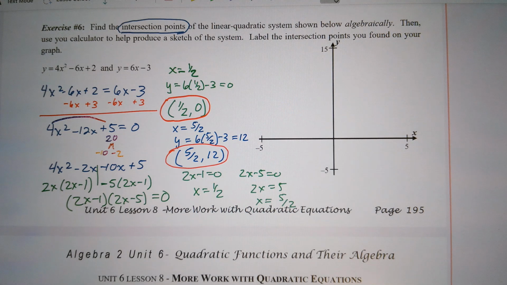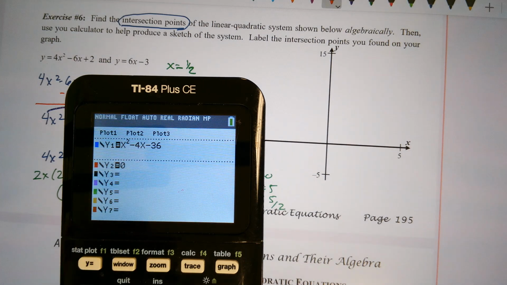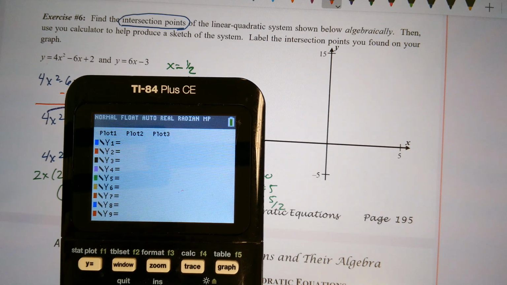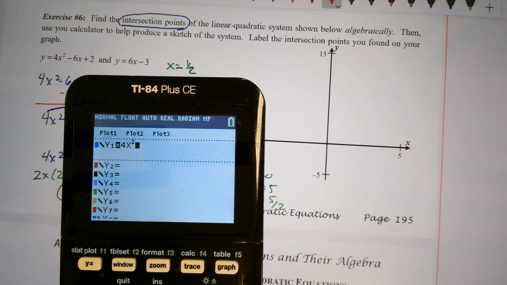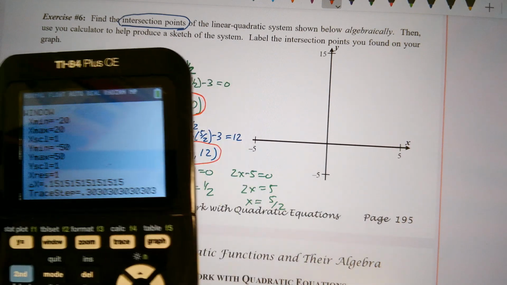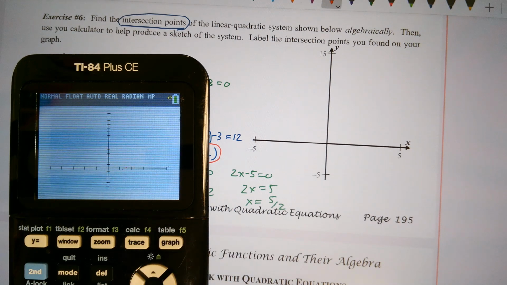Okay, now we're going to use our calculator to help sketch the system. Alright, I don't like that our time here is over 21 minutes already. Okay, but quickly, so 4x squared minus 6x plus 2, and then 6x minus 3. Change the window to what's here, which is negative 5 to 5 for the x, and negative 5 to 15 for the y, and let's do a quick graph.